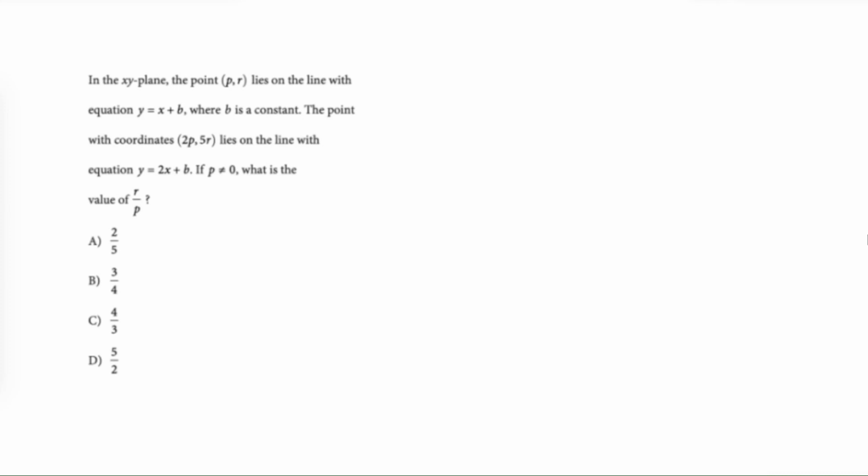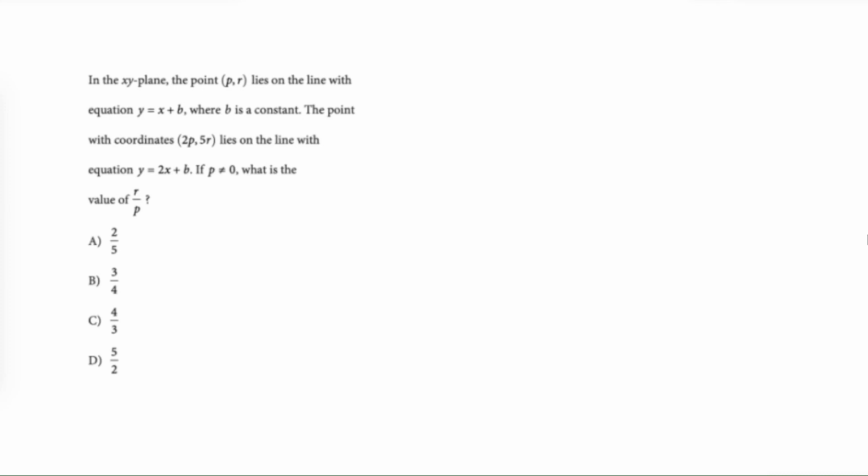In the xy plane, the point (p, r) lies on the line with the equation y equals x plus b, where b is a constant. The point with the coordinates (2p, 5r) lies on the line with the equation y equals 2x plus b. If p not equals 0, what is the value of r over p?